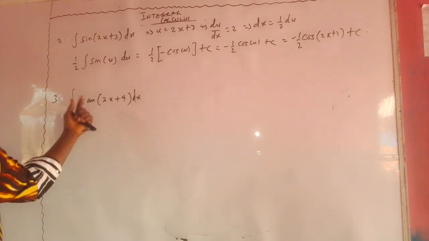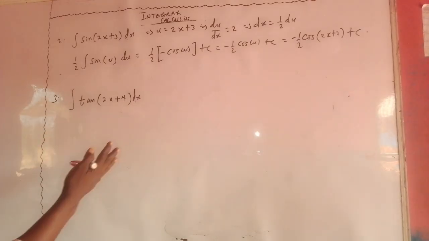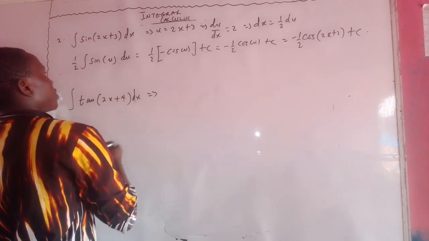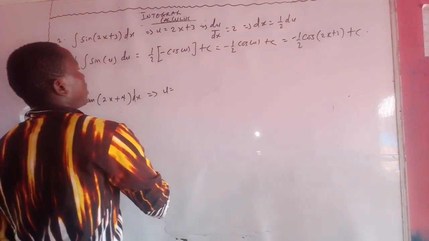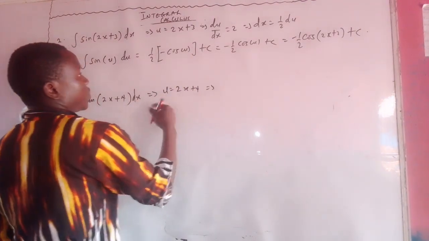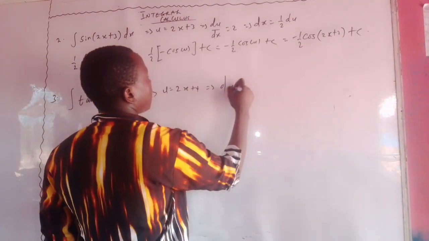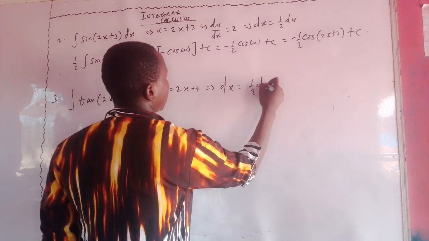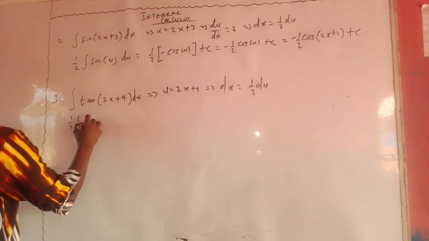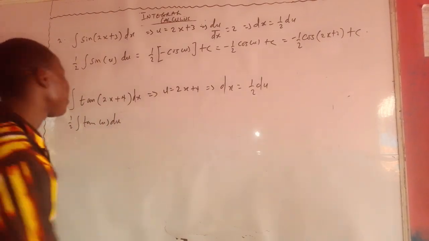You have to be very careful when integrating, especially indefinite integrals. So you make your substitution as always: u equals 2x plus 4. Then if you differentiate with respect to x and make dx the subject of the formula, we have dx equal 1 over 2 du. Then we're going to have 1 over 2 integral of tan u du. Now, how do you integrate tan u?